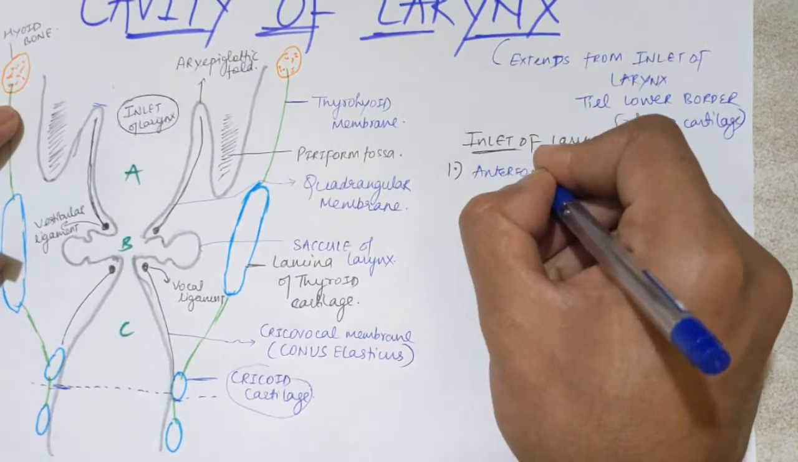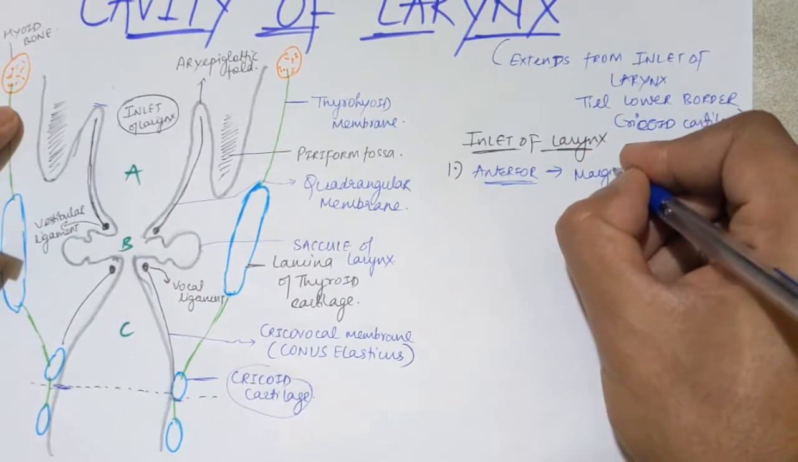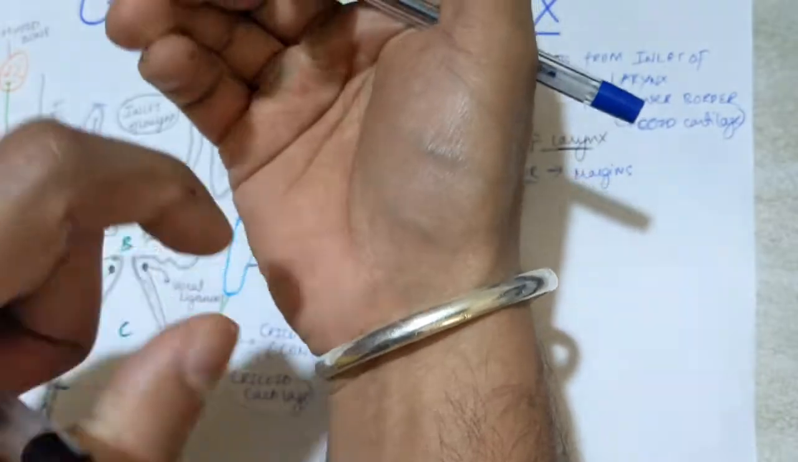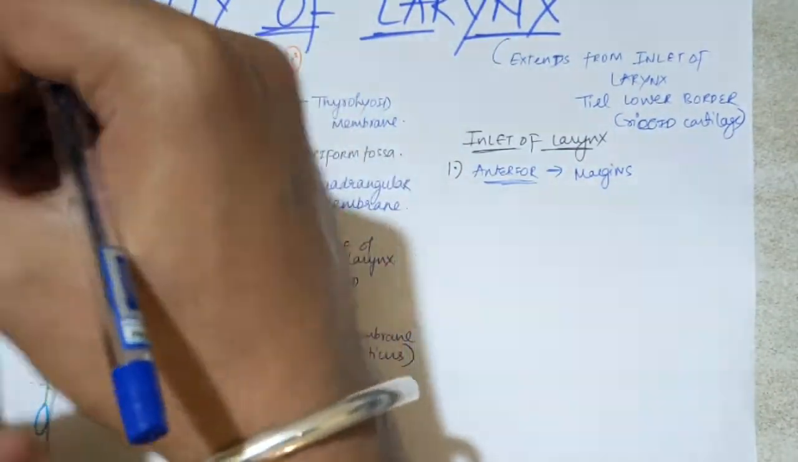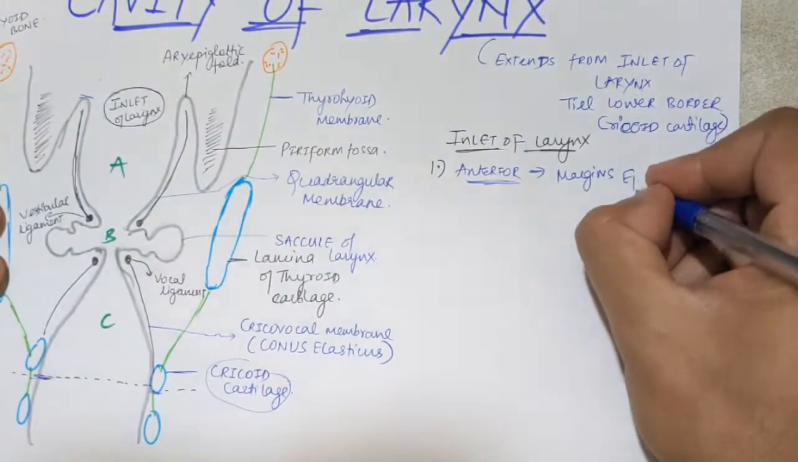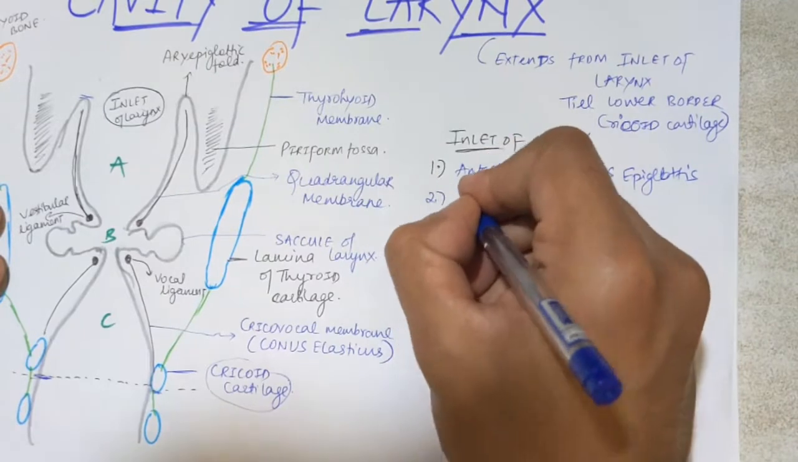First of all, anteriorly the inlet of larynx has the free margins of epiglottis. This hole is your inlet of larynx, and anteriorly, like this, there will be your epiglottis. So the margins of epiglottis will be present anteriorly. Now posteriorly, what will be present?